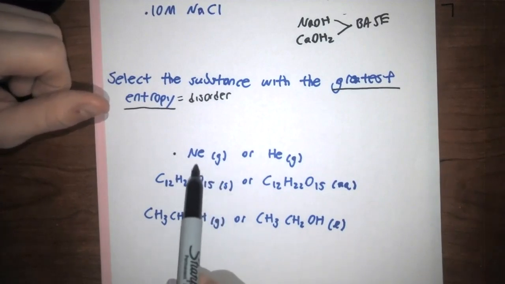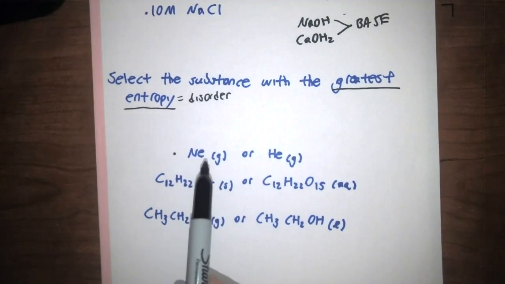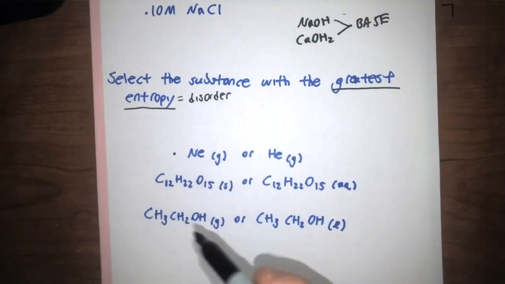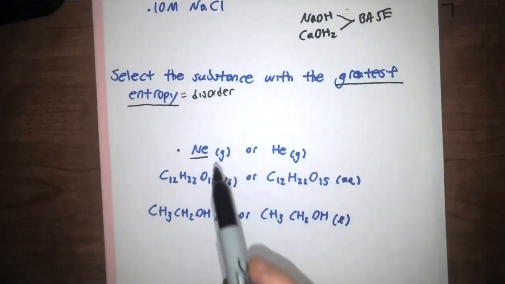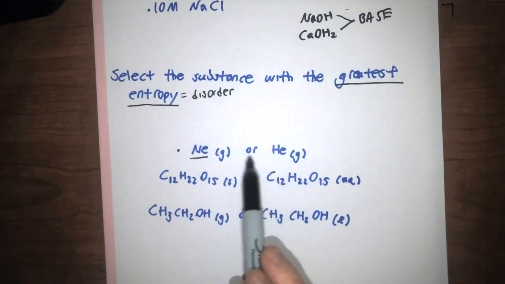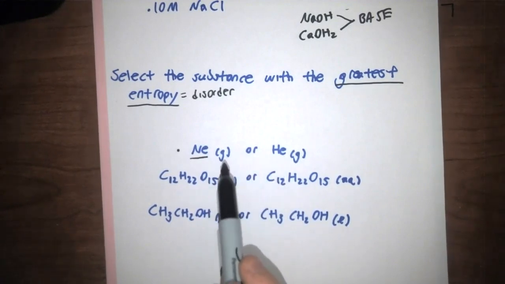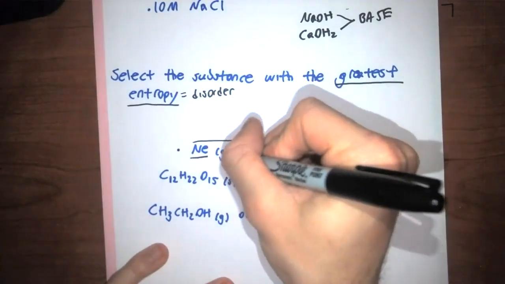What about neon versus helium? They're both noble gases, but neon is further down the periodic table, right? Neon is, I believe, 18. You can check me on that. And helium is 2. So neon has a greater molar mass, which means more opportunities to scatter. So neon is going to have the greater entropy.